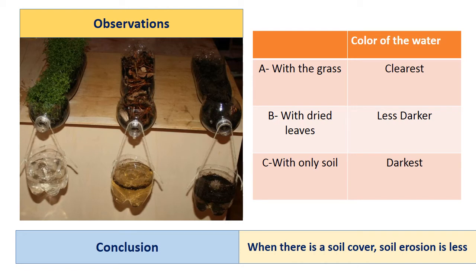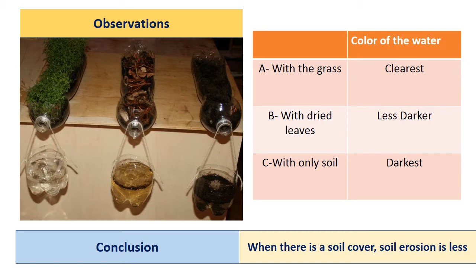Then in B, with dried leaves or decayed leaves, you can observe that the color of the water is somewhat darker than in A, it is not very clear as in A. It is less dark compared to the one with only soil, and with the one with only soil you can observe a very dark color in the water that was collected.